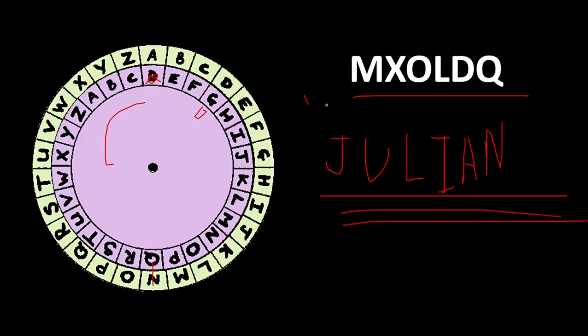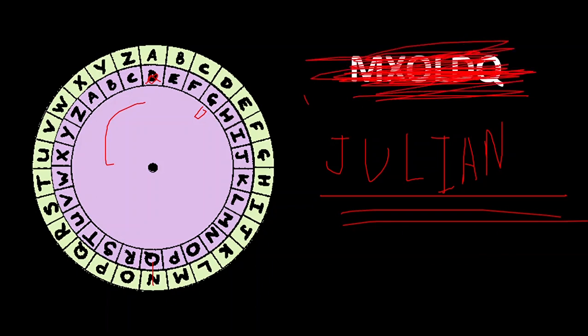But let's imagine we haven't seen this. Let's imagine this didn't exist, and the problem said you need to encrypt Julian using Caesar's cipher.